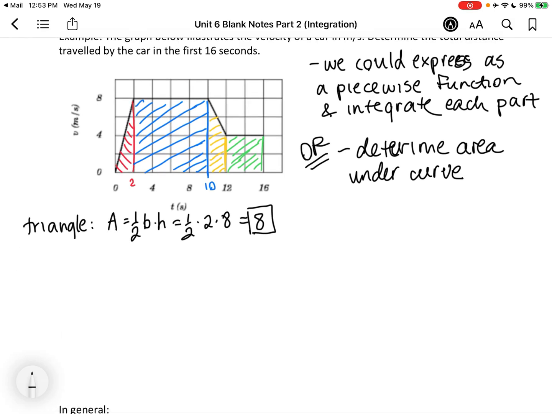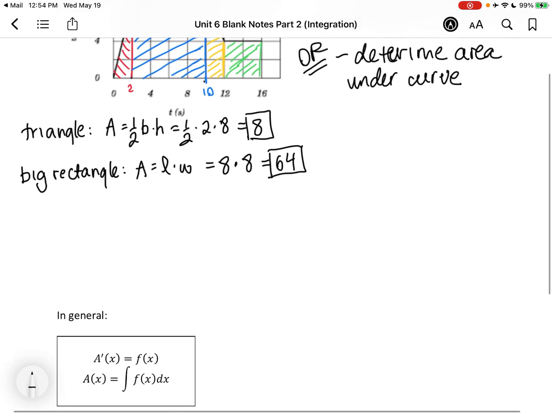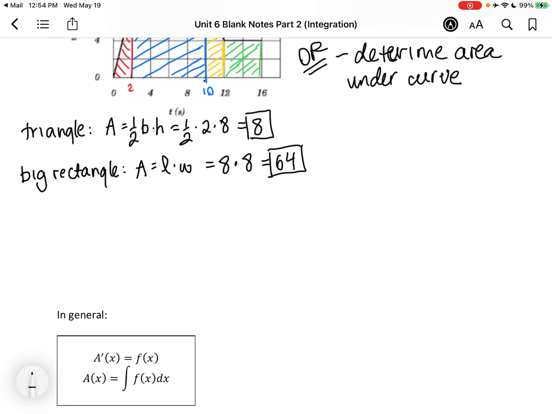For the large rectangle, the big rectangle, area is length times width. And our length is, okay, so we go from 2 to 10. So that's a length of 8. And then our width is, oh, that's also 8. So it's actually a square. Oh, well. 8 times 8 is 64. Okay. And then next we have a trapezoid. So the area of a trapezoid is 1/2 a plus b times h, where I'll draw this out for you.